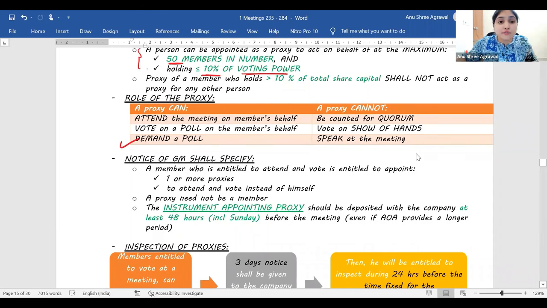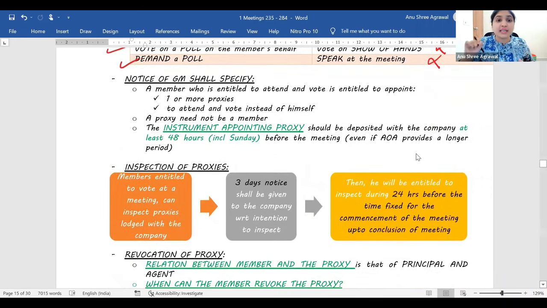Okay, now, can a proxy demand a poll? Yes. Can a proxy vote on a poll? Yes. But can a proxy vote in show of hands? No. Can a proxy speak at the meeting? No. Can we count the proxy in the quorum? No. Can he attend the meeting? Yes. Can he vote? In poll? Yes. In show of hands? No. Can he demand a poll? Yes. Can he speak at the meeting? No. Can he be counted in the quorum? No.